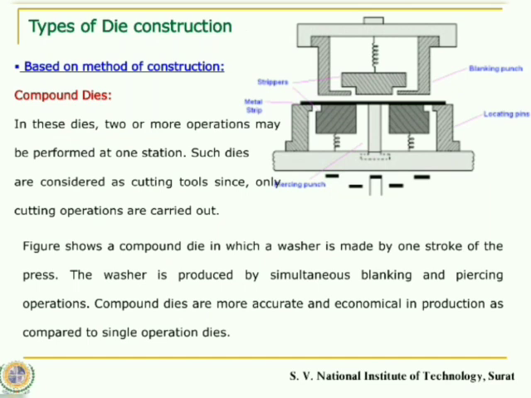Now if we see this figure, a compound die is shown in which a washer is cut by one stroke of the press. Here we can see that there are two different punches. One is meant for the blanking operation, the other is meant for the piercing operation. So during a single movement of the press, both the punches, the blanking punch which is attached with the punch assembly and the piercing punch which is attached inside the die assembly, work simultaneously to cut a washer.